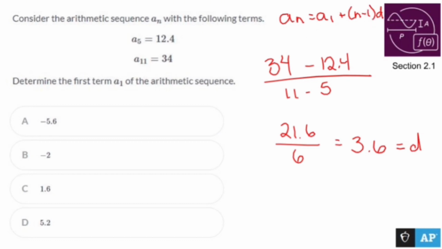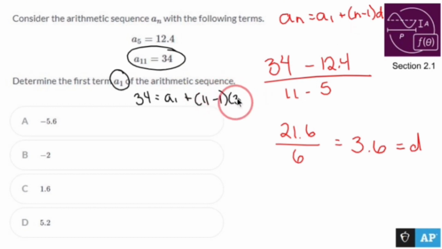So let's rewrite the equation over here. I want to find the first term. I already know that the 11th term is 34. So let's just say let's do the 11th term, a sub 11. And the reason why I want to do that is because I will do 11 minus 1, which is 10. Life is going to be a lot easier. So if I use the 11th term was 34 minus a sub 1, which is what I'm trying to find, plus the fact that we use the 11th term minus 1 times the common difference, which we just found.